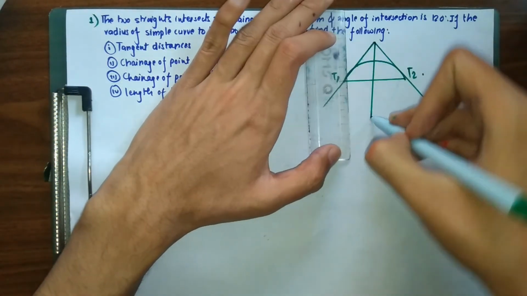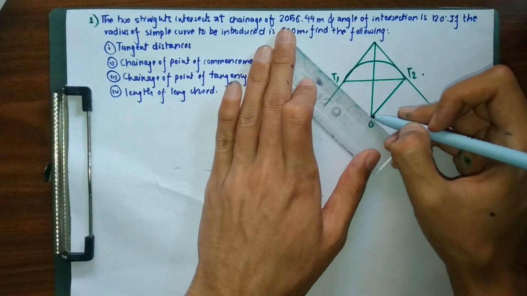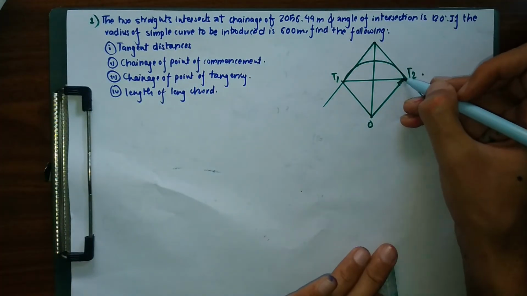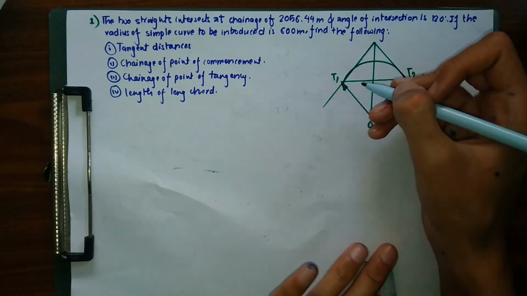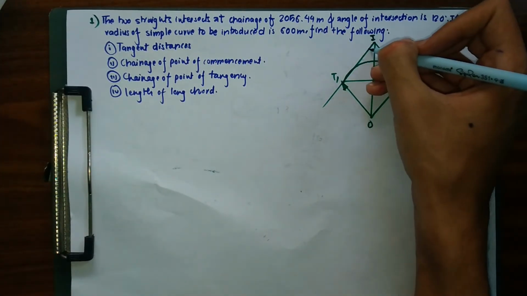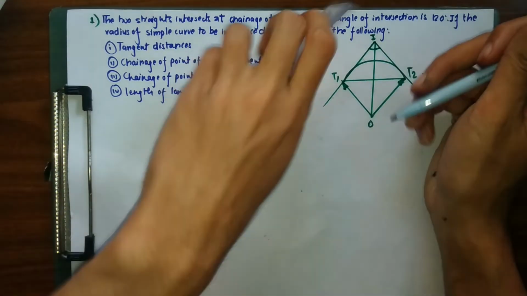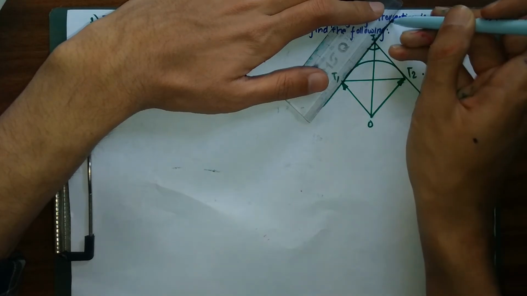So let's say this is my center O, and we have our radius in this way. So as mentioned in my question, what is the angle of intersection? This is my angle I. So as I mentioned before, this is going to be the angle of intersection. So let me draw this line a little bit forward.